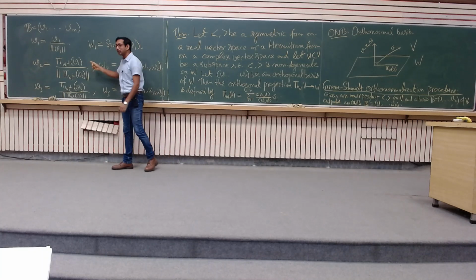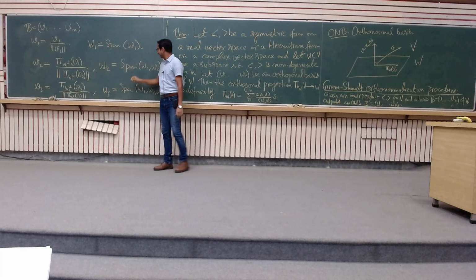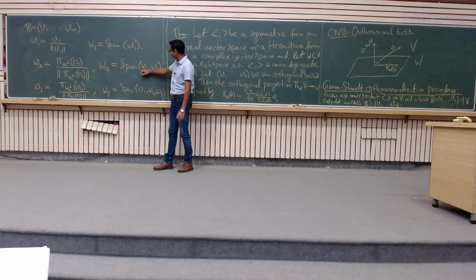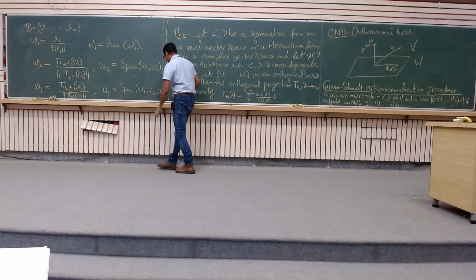Exactly. So v1, v2, v3 are linearly independent. And this w1, w2 is exactly in the span of v1 and v2. You see? We defined it in that manner. Okay. All right. So let's continue.